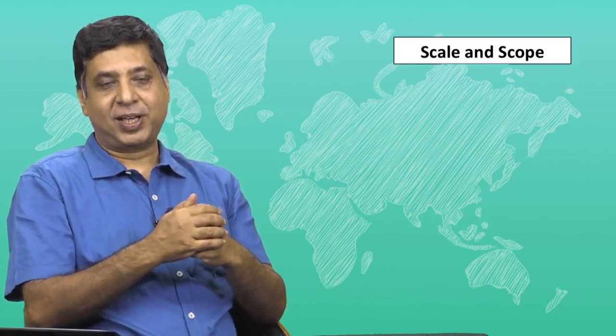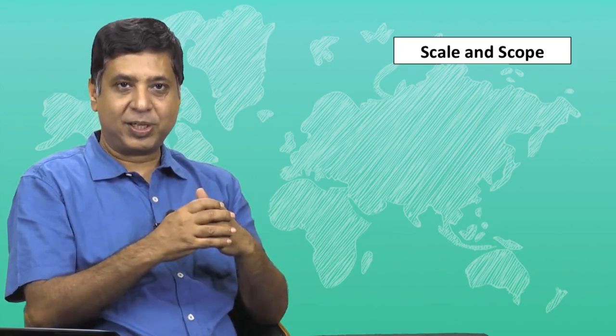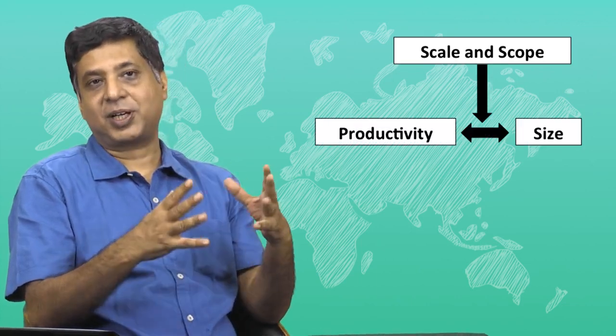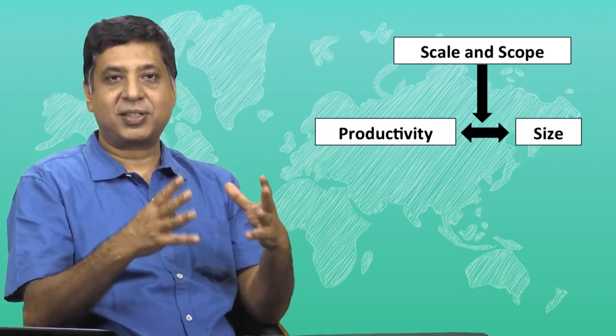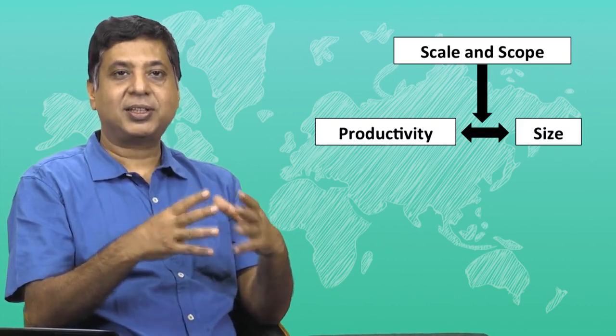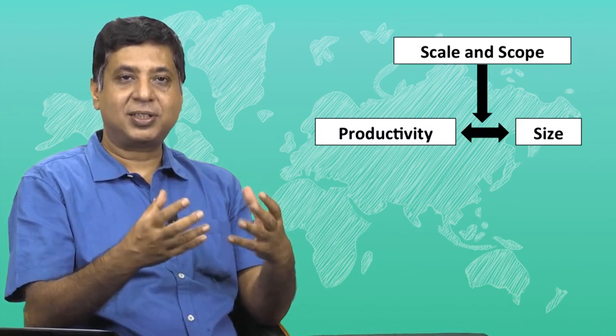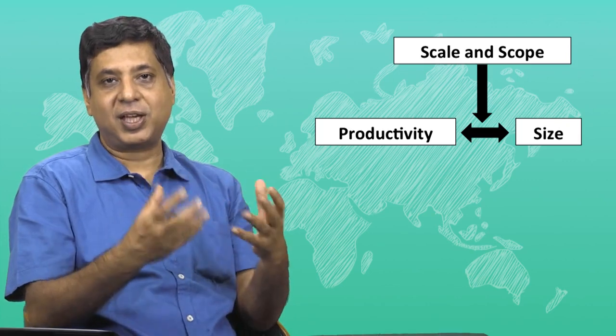Now it's time to talk about scale and scope. As we have just said, the issue of scale and scope is about the effect of size on productivity. How does size affect productivity? And that is reflected in these two concepts of scale and scope.